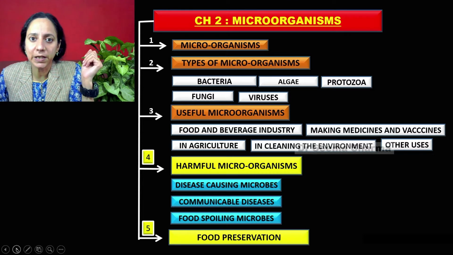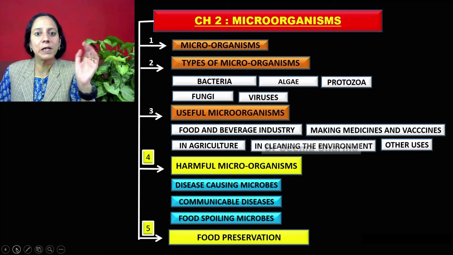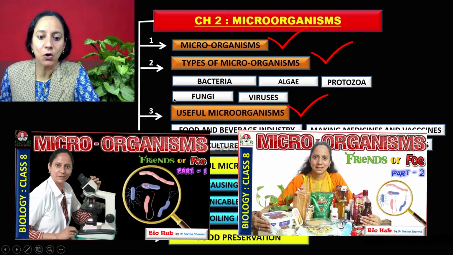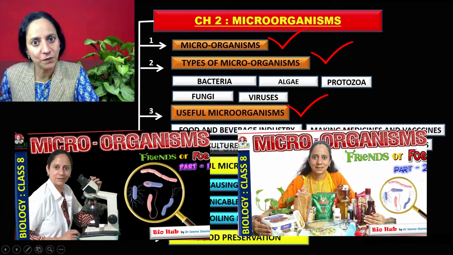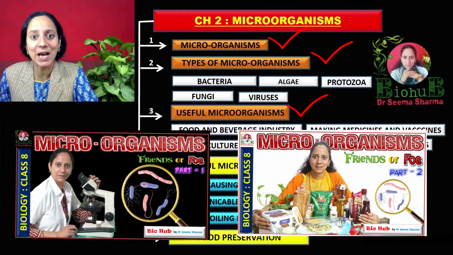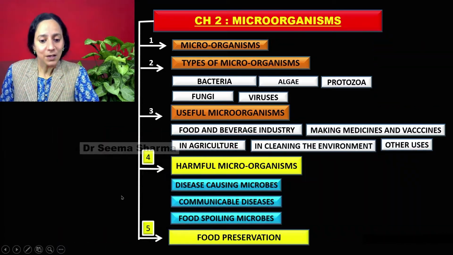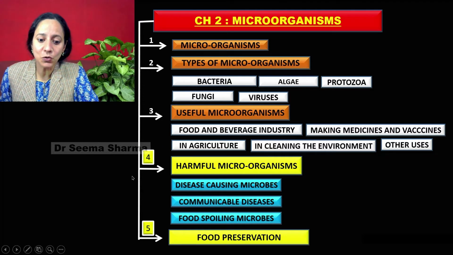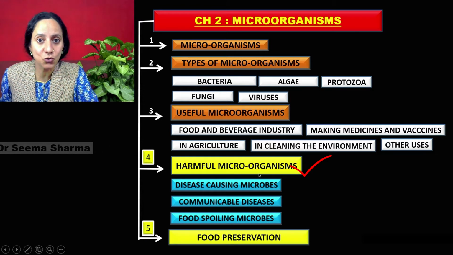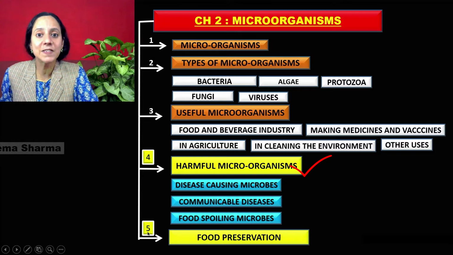This is the journal layout of our chapter. It is divisible into 5 parts. I have already uploaded videos on the first 3 segments of this chapter. For detail, you can watch those videos on my channel BioHub. In today's video, we are going to cover segment number 4, which is about harmful microscopic organisms, and segment number 5, food preservation.